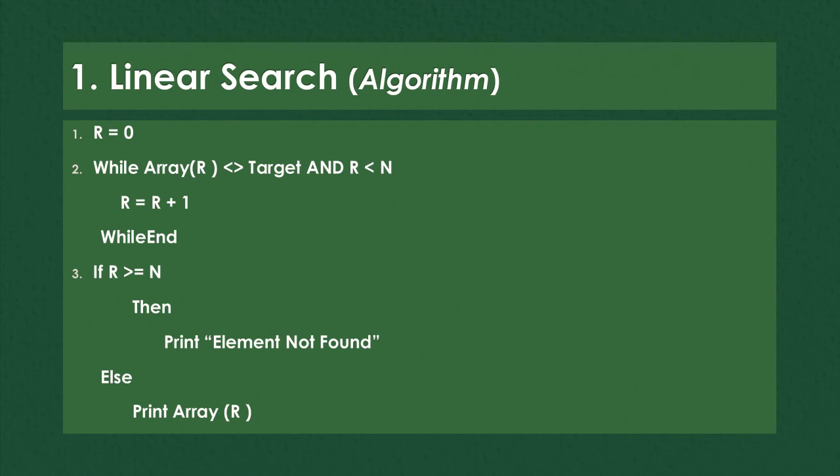This is an example algorithm for linear search using pseudocode. First, we initialize the value of r equal to 0 since we will be searching from the first index of the array. Next, we search through the array until we find the element. If the current element is not equal to the value being searched, we increment the value of r to check for the next element. This while loop halts when the element is found or when the search reaches the last element and still, the value being searched is not found.